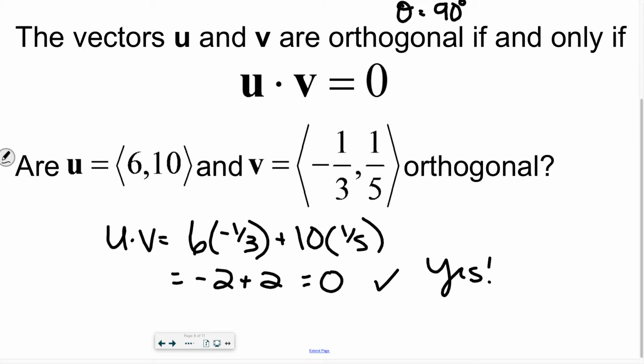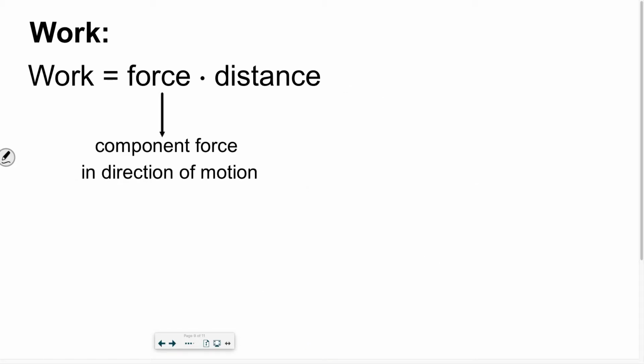Last thing we want to talk about is work. How many people were in physics? A nice little handful in here. Okay, excellent. So this formula should sound familiar to my physics people, although maybe slightly changed. You guys maybe use letters. When you do work, does it matter if it's a capital or lowercase W? Do you have to talk about that?